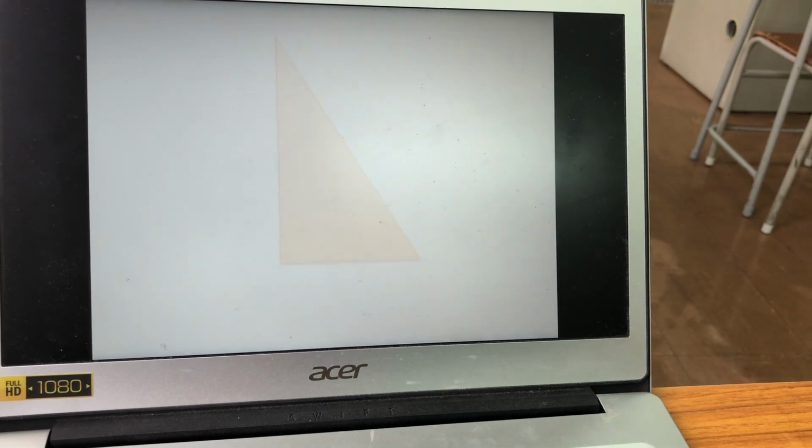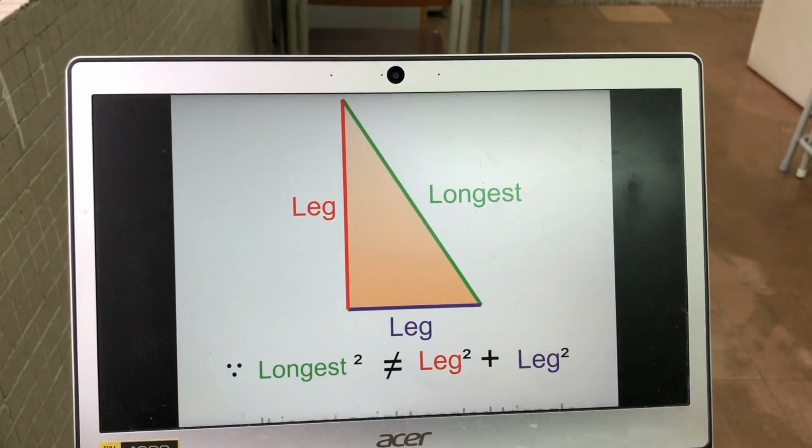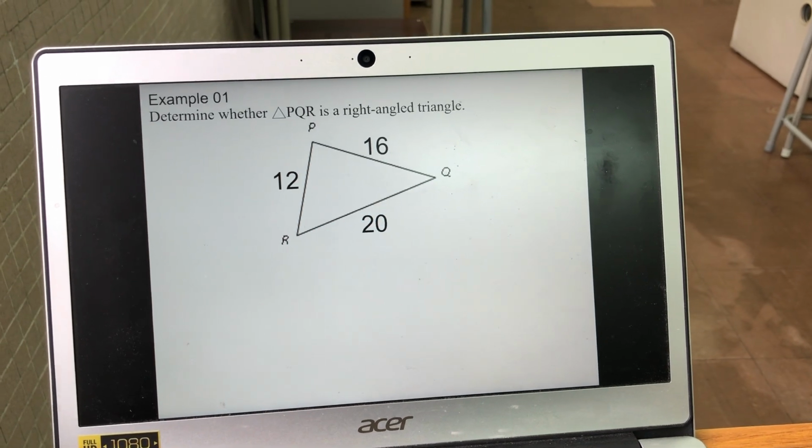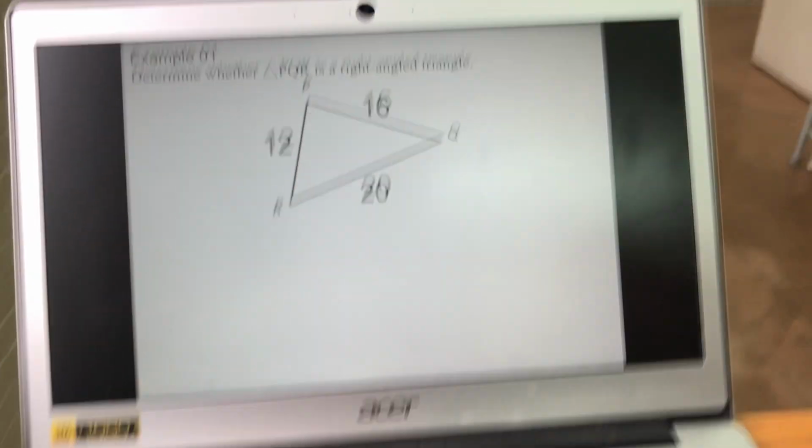Okay? So, and then the format. Look at this question, please. Look at this question.